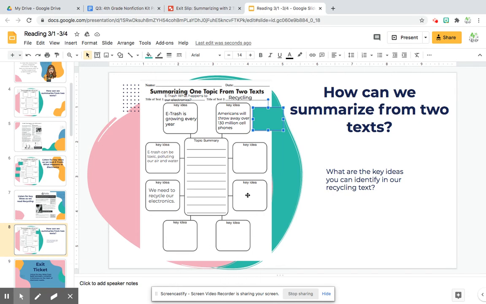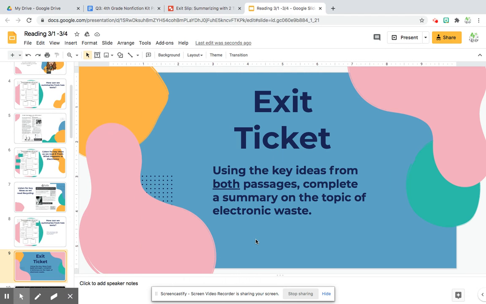I want you to pull up those key ideas from that second article. You are going to combine all of this to come up with one good topic summary about e-trash and recycling for today. So like I said before, continue to fill in your graphic organizer from that second passage and complete a summary right in the middle. Can't wait to see what summaries you guys come up with for today, okay?